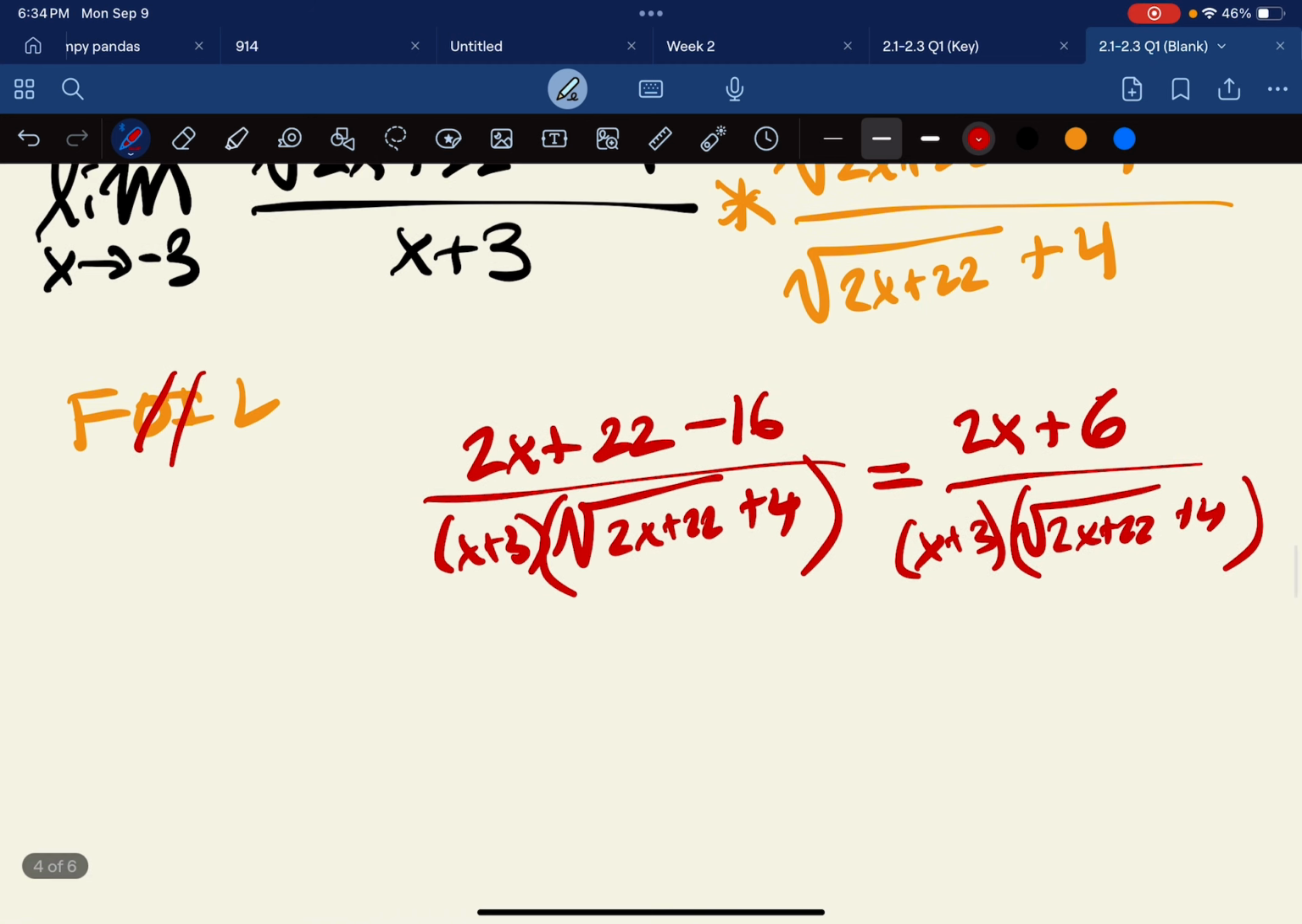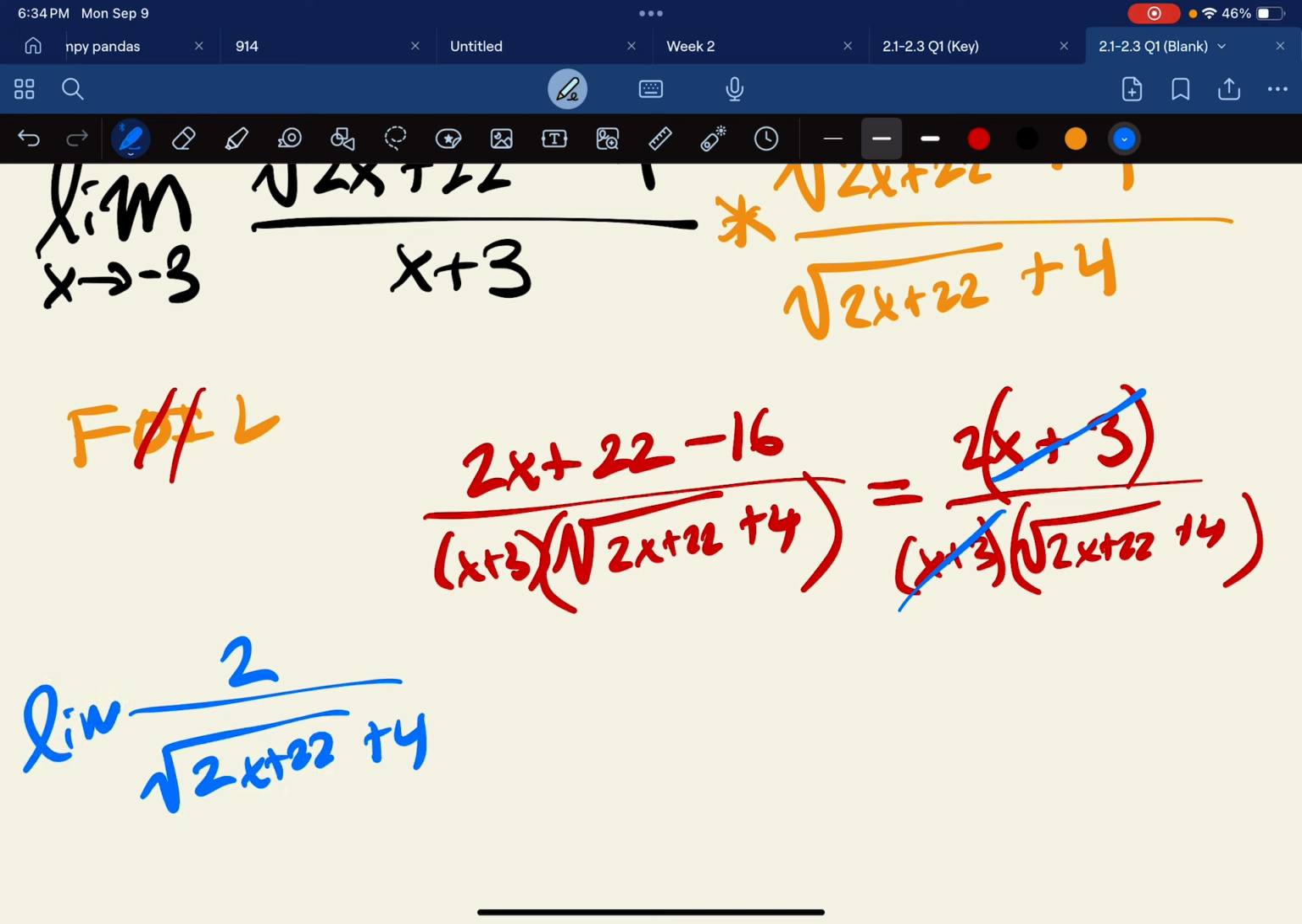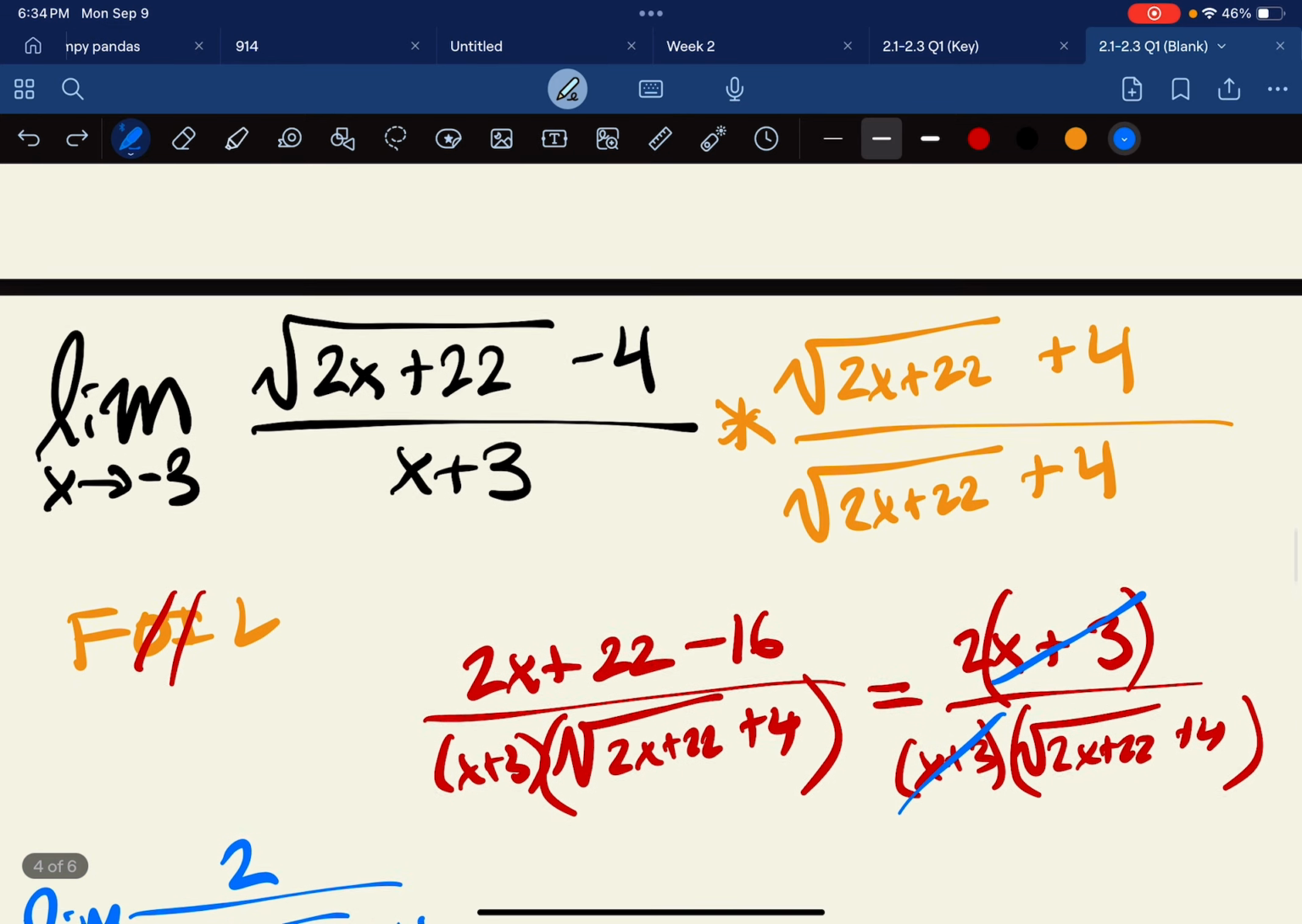So we can factor out a 2 from this x plus 6, and we get 2 times x plus 3. That x plus 3 cancels with this x plus 3. We are left with 2 divided by the square root of 2x plus 22 plus 4. And remember, this is all still the limit as x approaches negative 3. And when you get a thing in your numerator to cancel with a thing in your denominator, that's generally a sign that you're ready to plug your x back in. So we're going to try direct substitution again.